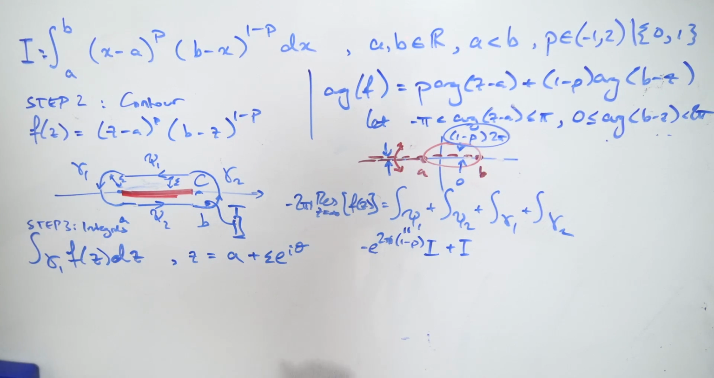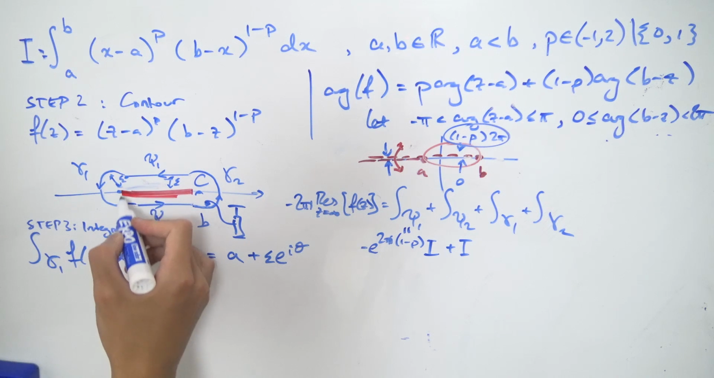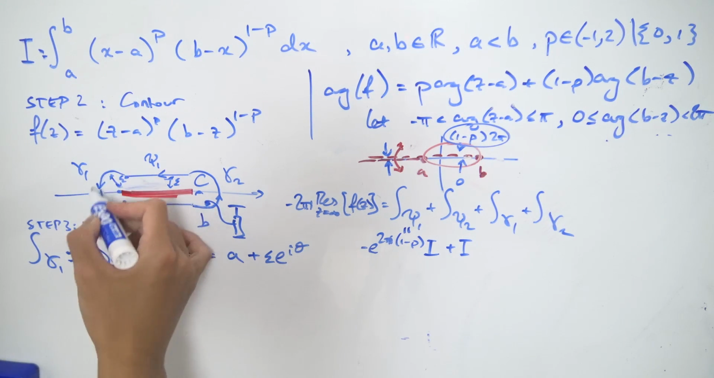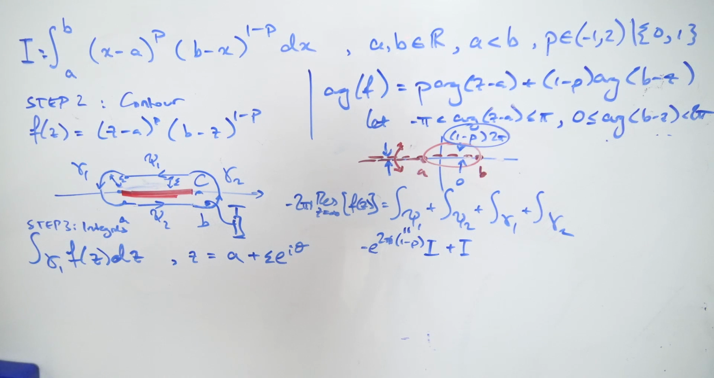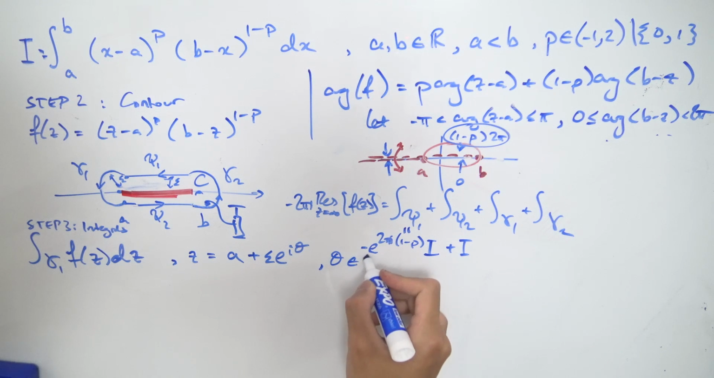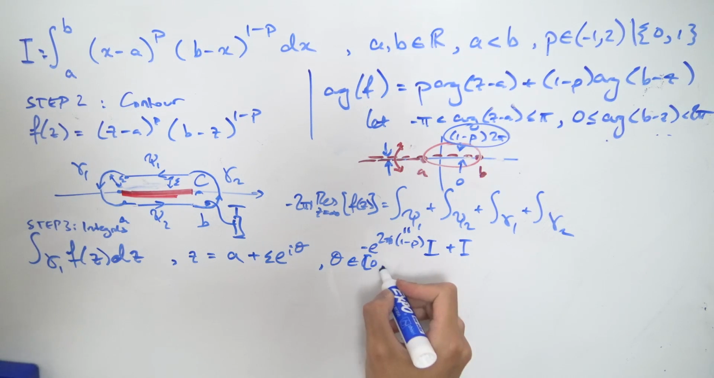And what are our theta values? Well, we're going to start somewhere near here and then end all the way over here. So we're going to start pretty close to 0, and we're going to end pretty close to 2 pi, but in the end we're taking the limit anyways, so we can just consider theta to be on the interval 0 to 2 pi.